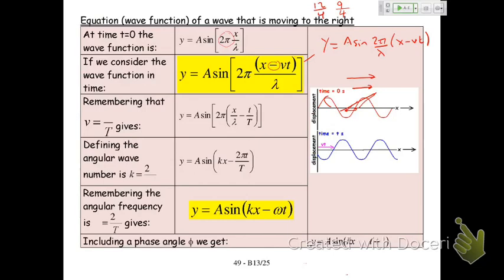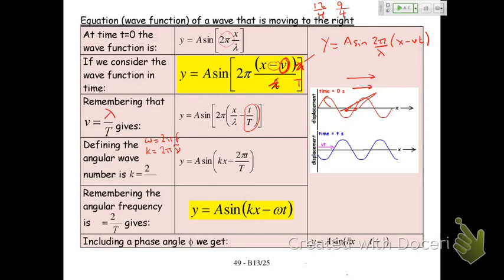But let's talk about it in angular terms. So I need to do a bit of substitution here. I know that my velocity is equal to my wavelength over my period. That's how fast my wave is traveling. And I also know, let's remind ourselves, that omega equals 2 pi times f, and k is equal to 2 pi times the wave number. So this v is equal to lambda over T. That v there can be replaced by lambda over T, and the lambdas cancel. So I get little t over big T, the time divided by the period.